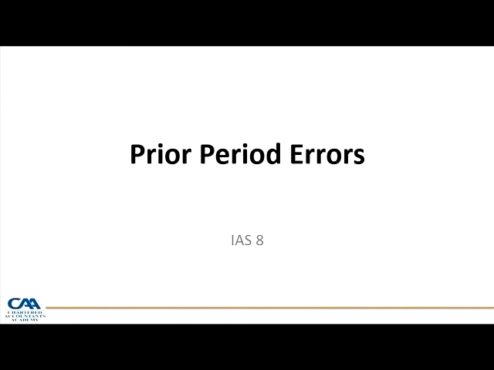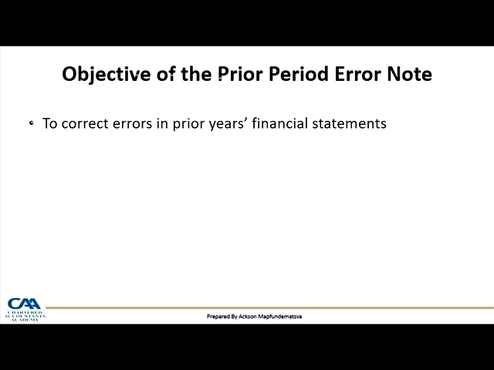Today we'll be dealing with prior period errors from IAS 8. The objective of the prior period error note is to correct errors in prior year's financial statements. Prior year financial statements would have been published with errors, and users would have made decisions based on those errors. Current year corrections do not require a disclosure note, as those can be corrected using journal entries before publishing.